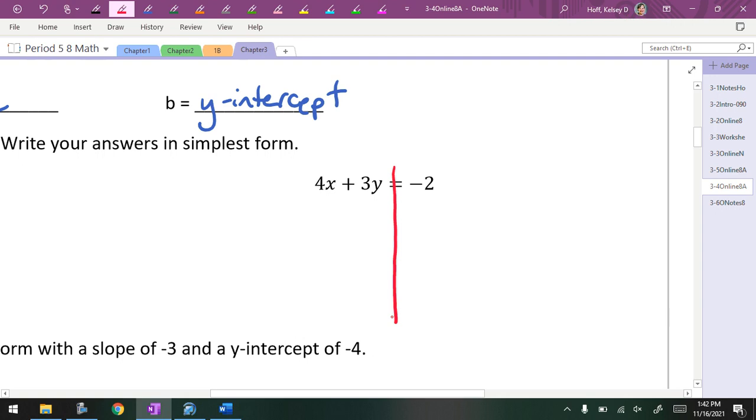I would subtract 4 to the other side. Now this one's a 4x, so we're going to subtract 4x to the other side. You add or subtract to move the whole thing to the other side. So these cancel out. I drag down 3y.